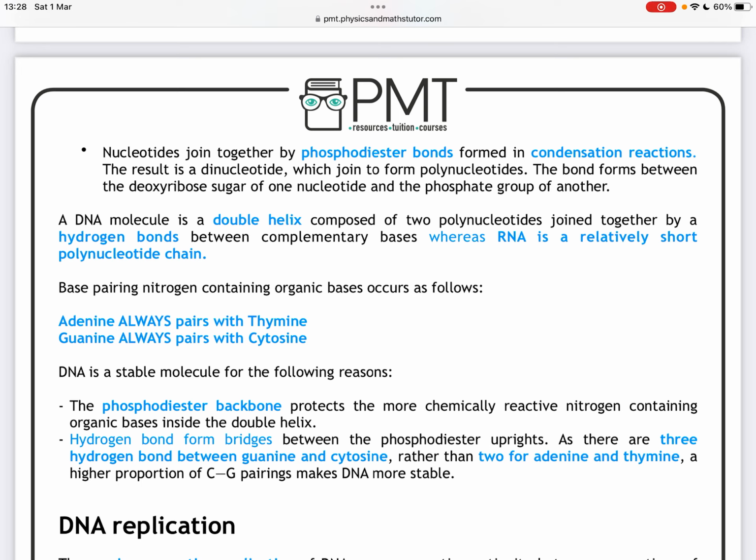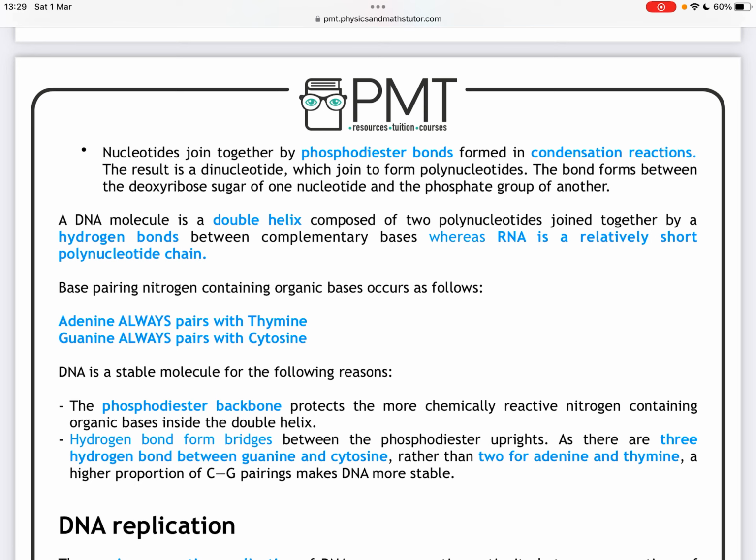Base pairing of the nitrogen-containing organic bases occurs as follows. Adenine always pairs with thymine, and guanine always pairs with cytosine. You can say A-T, adenine and thymine; and G-C, guanine and cytosine, the garage. The C looks like the G, so they bind together.